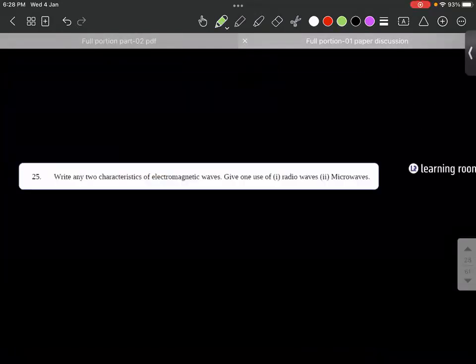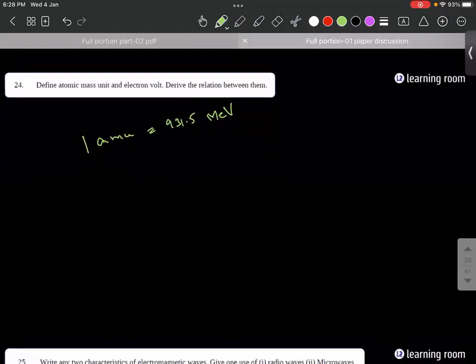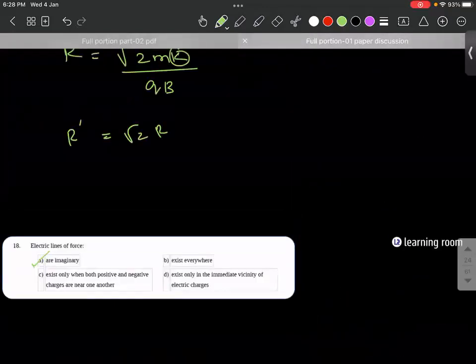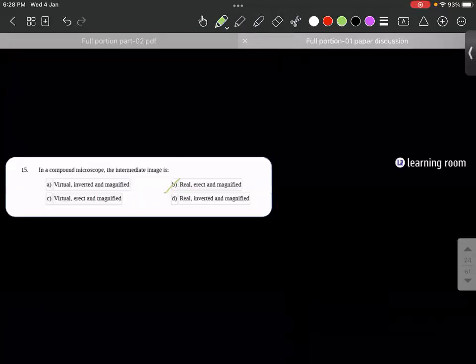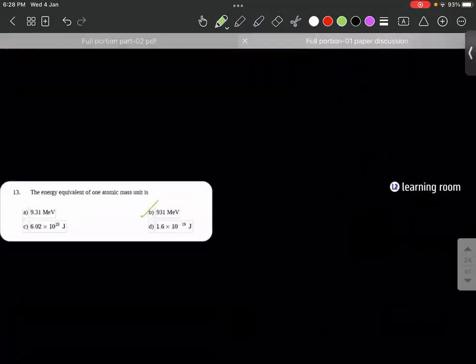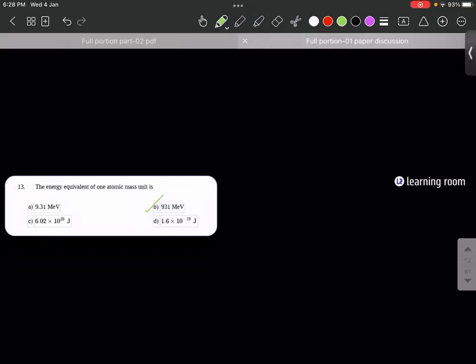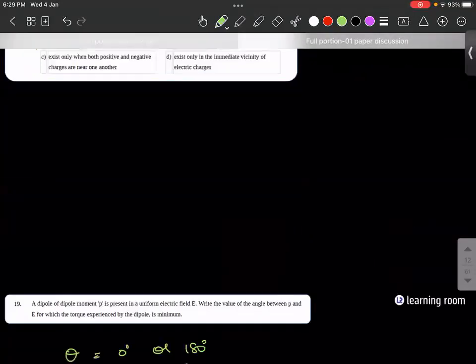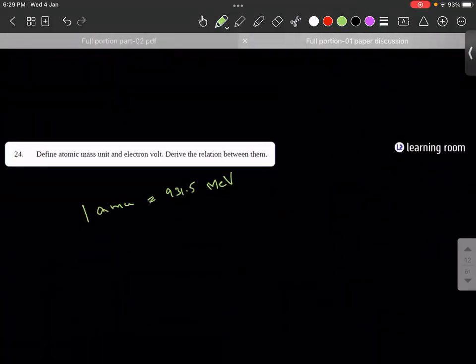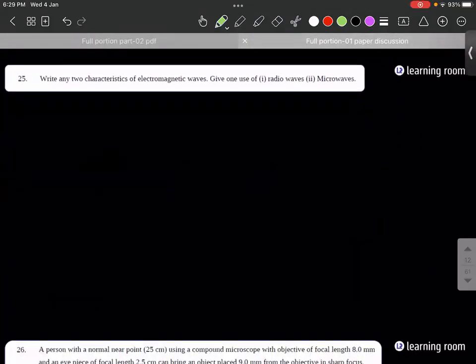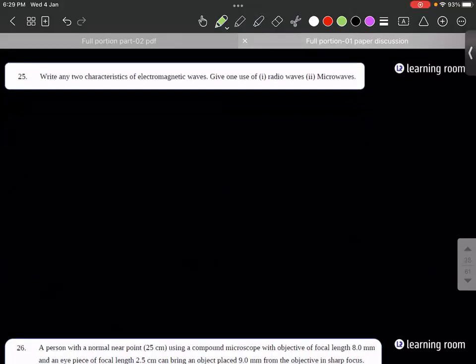Sir, in the MCQ, you ticked the 931 MeV. Sir, is there an option of 931.5? If that was there, that is the right answer. 931, that is why I ticked it. 931 or 931.5, they are closer values, they are accepted. So you go with the nearest value if that is not there in the MCQ, but the value according to your textbook is 931.5. Okay.